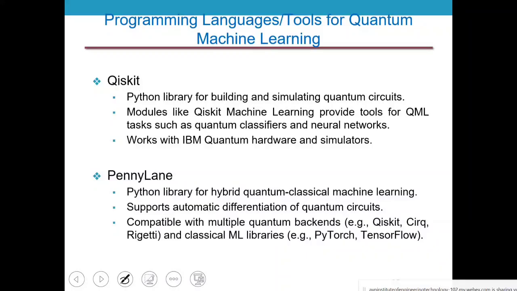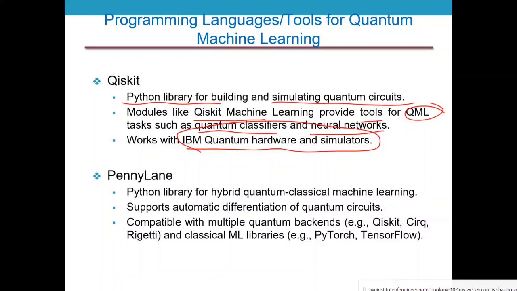So let us look at a few programming languages, tools, and frameworks which are used for development. One is Qiskit. It is a Python library for building and simulating quantum circuits. If you want to build quantum circuits or simulate them, you can use modules like Qiskit. Qiskit Machine Learning provides tools for QML tasks such as quantum classifiers and quantum neural networks. And it works with the IBM quantum hardware and simulators because it's developed by IBM.